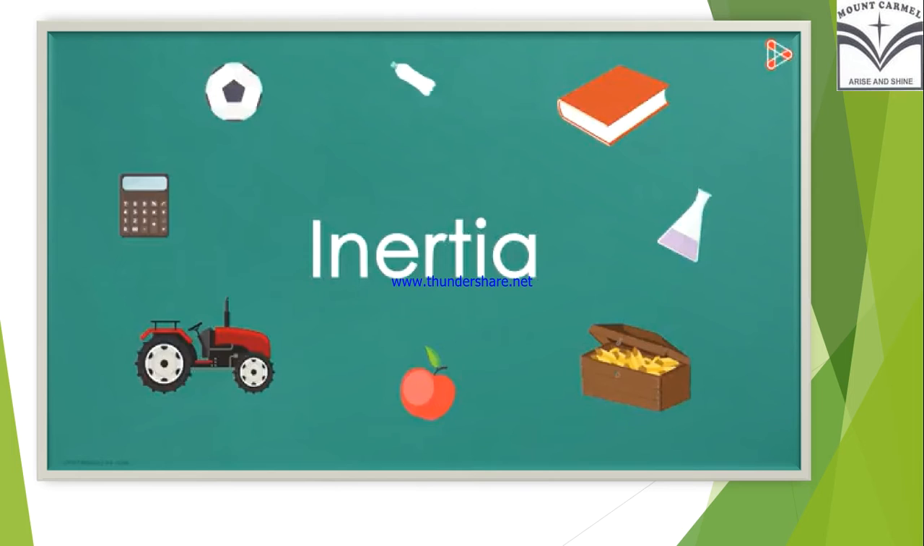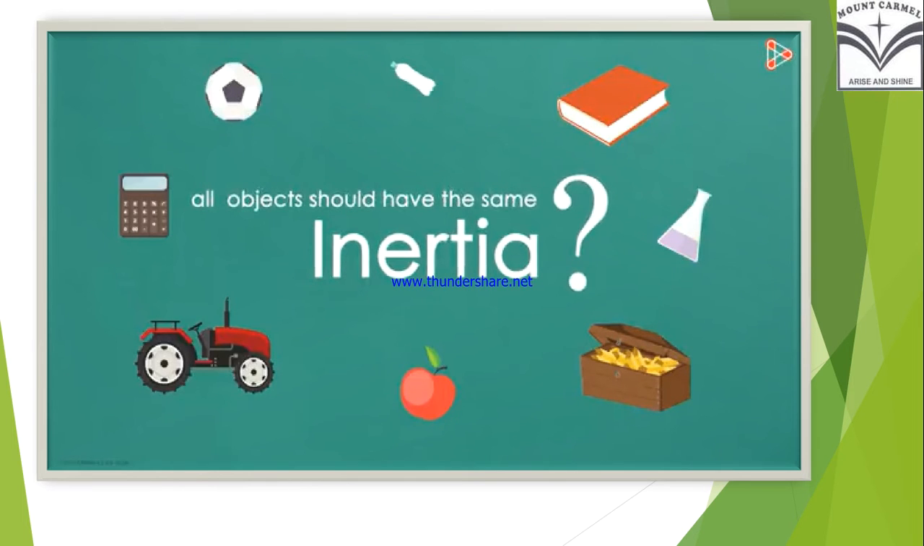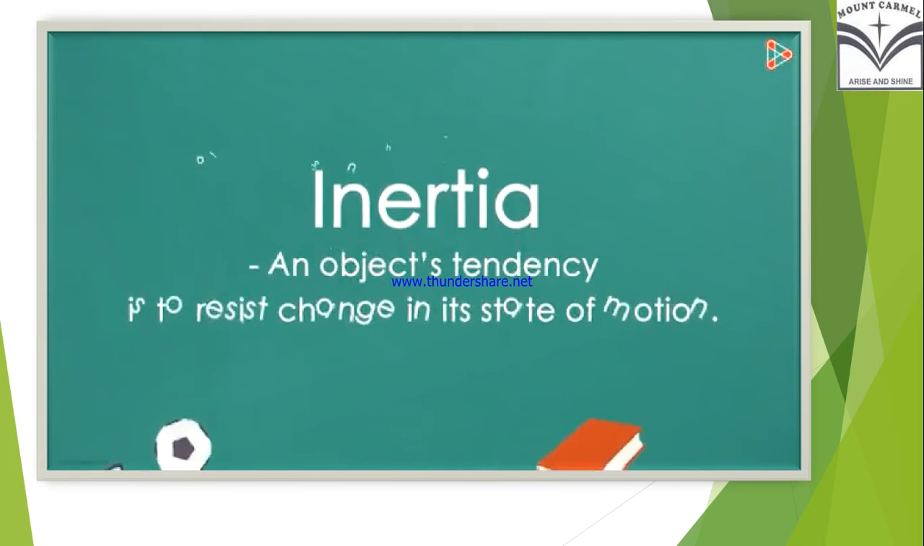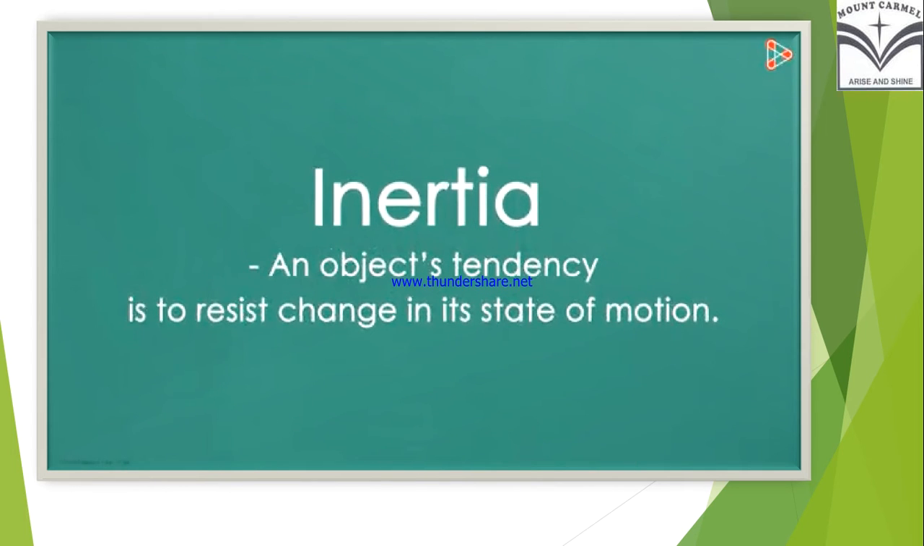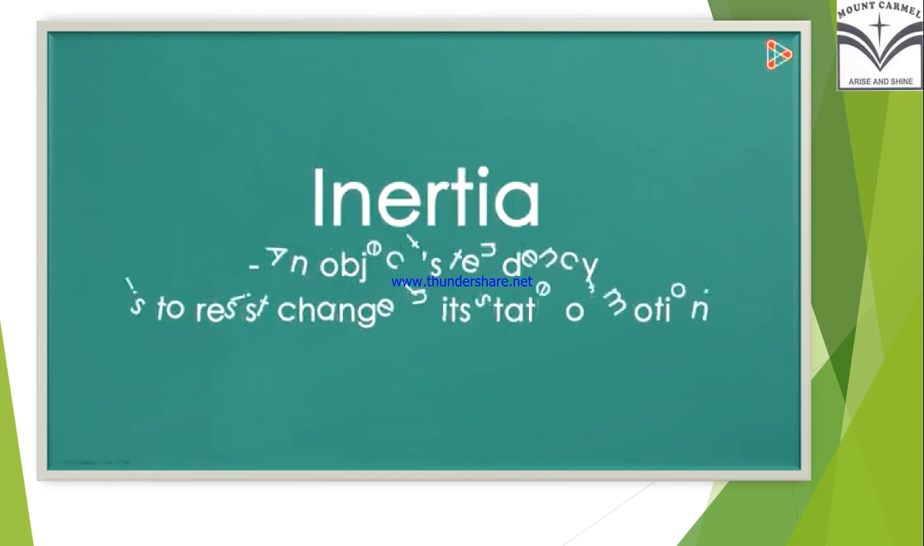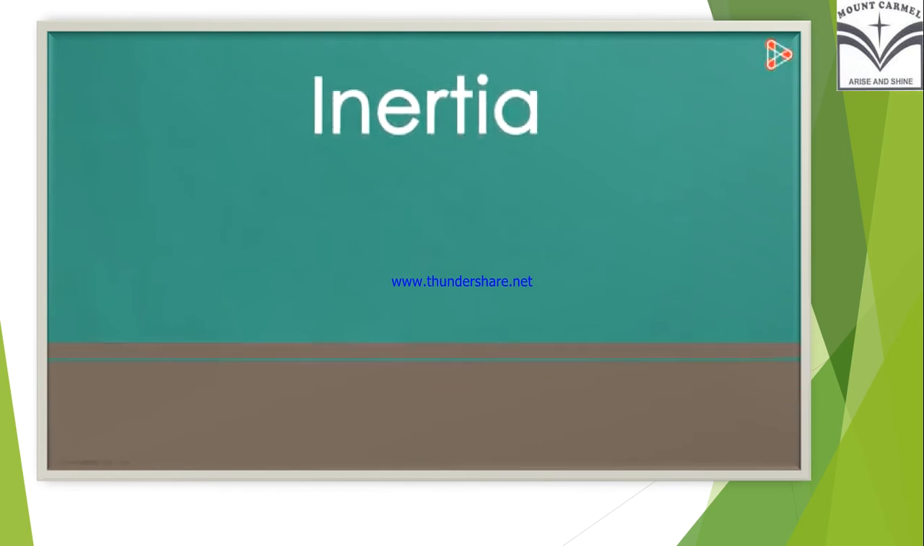So first law को हम law of inertia भी बोलते हैं. अब सभी इतने सारे objects के अलग अलग types of inertia है. क्या सभी का inertia एक ही है? Is it the same? Let's have a look. Now an object's tendency is to resist change in its state of motion. That is inertia, right? Now let's take an example here.